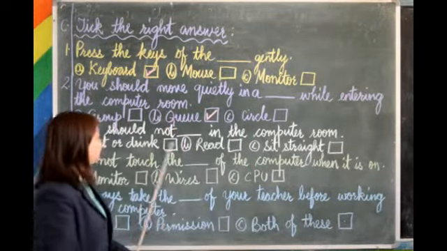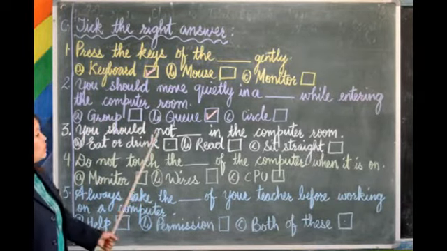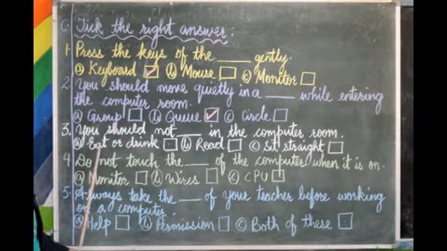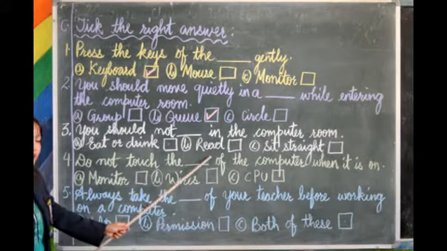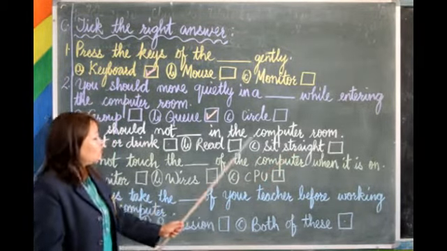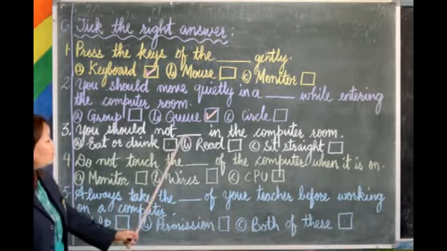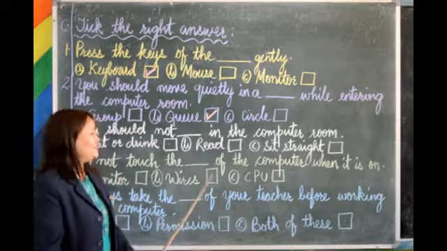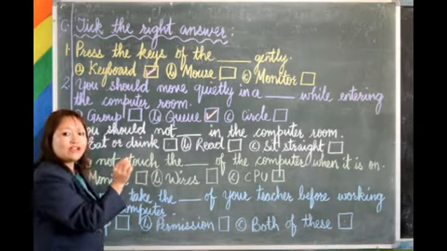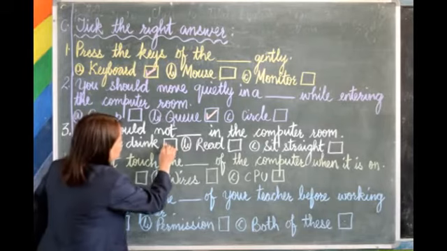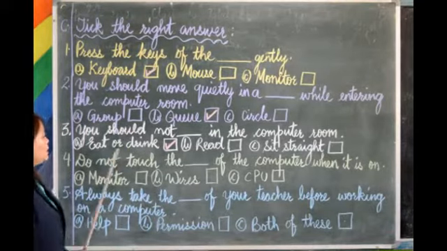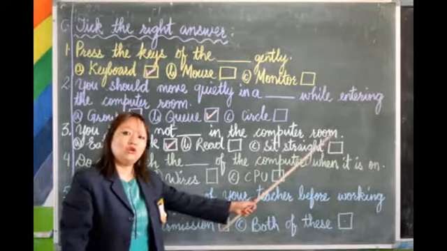Yes sir. So number 3, you should not dance in the computer room. A, eat or drink. B, read. C, sit straight. And which is the right answer? A, B, or C? Yes, the answer is you should not eat or drink. So are you ready to tick the right answer with me? Very good. Now tick the right answer. And the right answer is eat or drink. You should not eat or drink in the computer room.